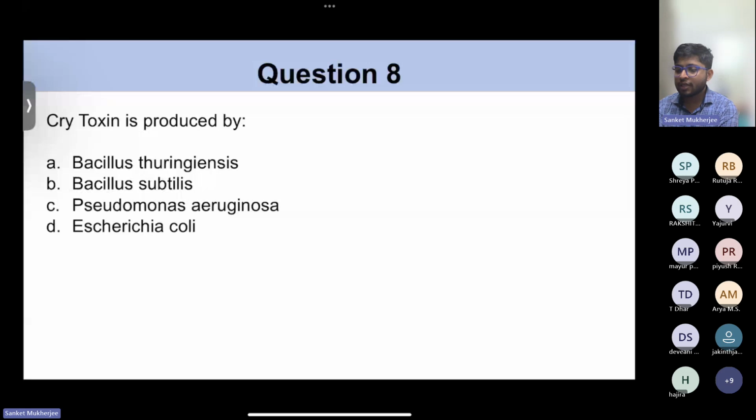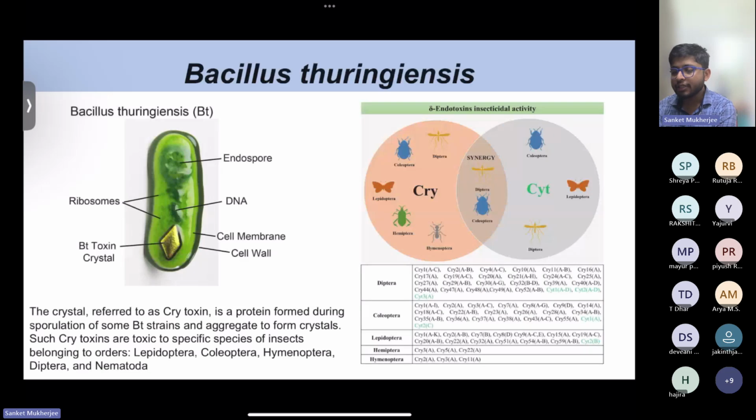The answer would be Bacillus thuringiensis. Cry toxin is also called the BT toxin because it is produced by Bacillus thuringiensis. We have already discussed it. These toxin crystals are toxic to insect species in the orders Lepidoptera, Coleoptera, Hymenoptera, Diptera, and to nematodes. These are all pests which usually infect crops. That's why BT cotton and BT brinjal have been produced, to protect these plants from pest infestations.